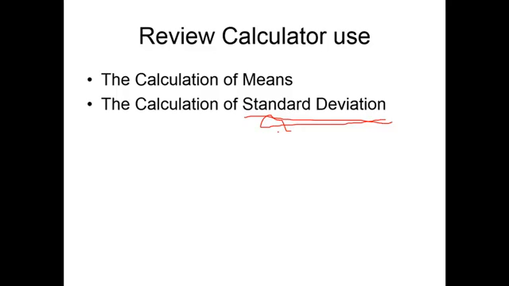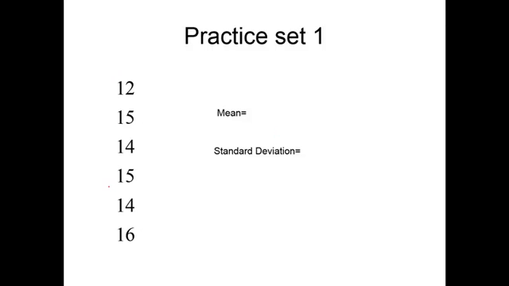Take out your pencil and paper now, and here's a set of numbers. Do a practice set. While we sit here, I'm going to just run through the numbers. I have a calculator. The first thing you're going to need to do is clear your stat registers. Make sure it's empty. Then you enter the numbers: 12, 15, 14, 15 again, 14, and 16. And if you have a calculator like mine, it counts the numbers as you go along, so you don't lose count of them yourself.